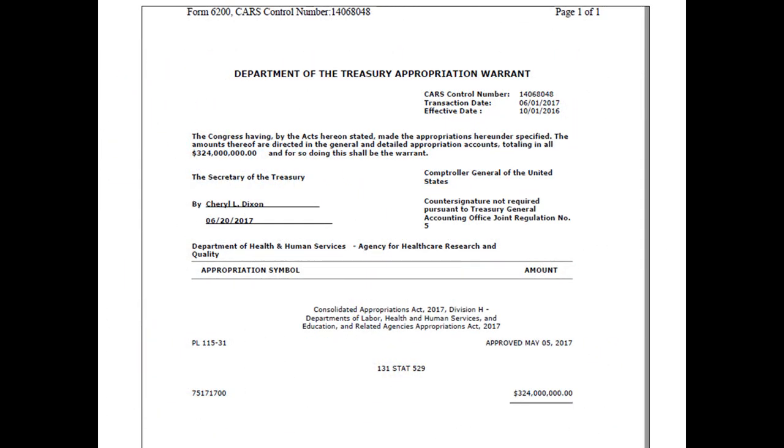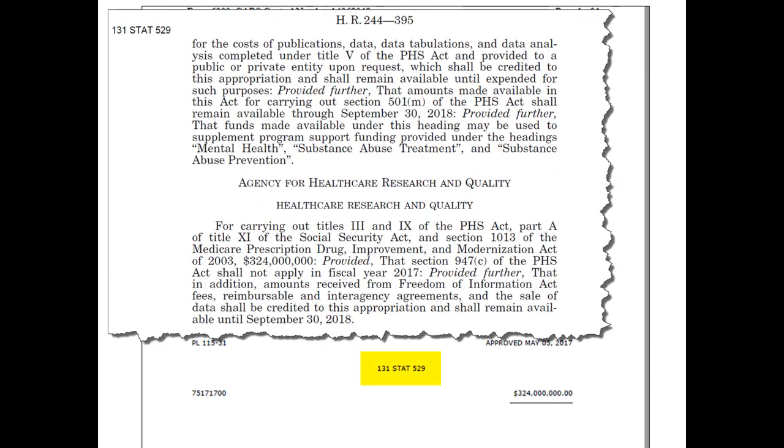So, if we take another look at one of our sample Treasury warrants, we can see the stat reference on the warrant identifies the page in the enacted appropriation where one can find the amount appropriated. In some cases, however, especially in permanent appropriations, using the stat reference as the citation can be problematic.